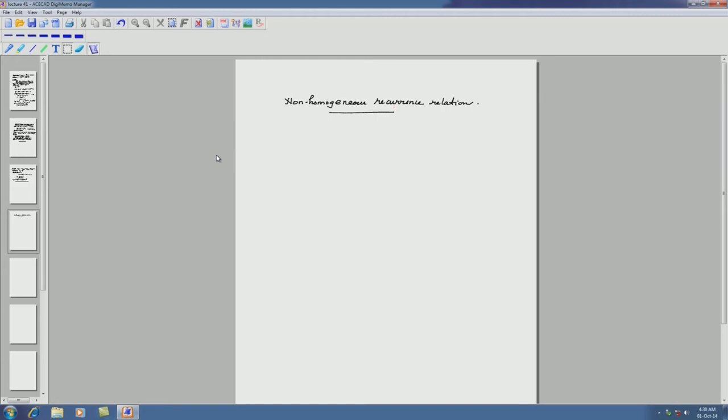Of course, in this case, we will not go much away from what we have done. We will be considering non-homogeneous linear recurrence relations with constant coefficients. So, we attach one term here that is linear, and another term over here, constant coefficients.